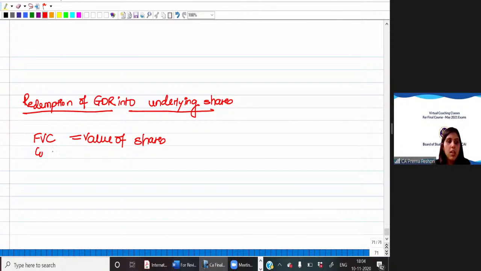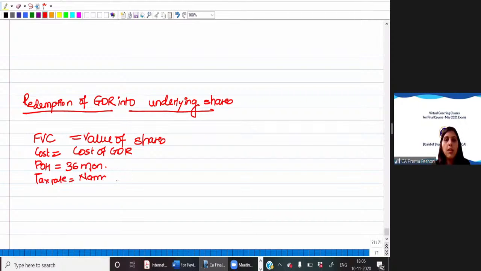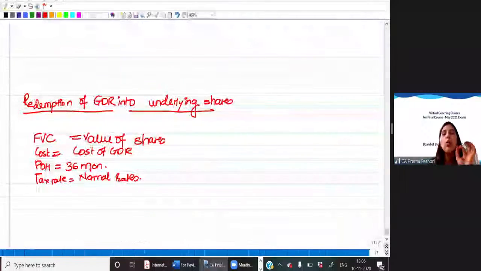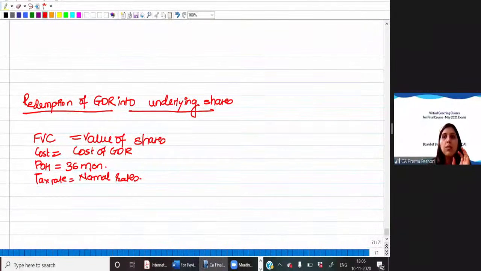Cost would be the cost of GDR. Correct? Period of holding, as I said, would be 36 months. And the normal tax rates would usually apply, because here I am talking about redemption of GDR. In the earlier slide, I talked about transfer of GDR to a non-resident, which is exempt. Transfer of GDR to a resident is taxable at 10%. Here I am talking about redemption of GDR, so it would be taxable at the normal rates.